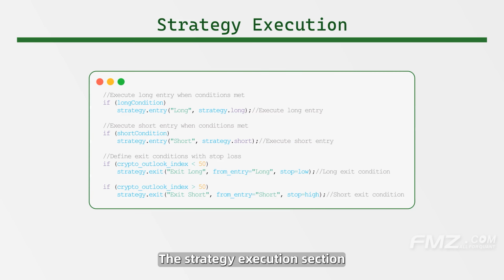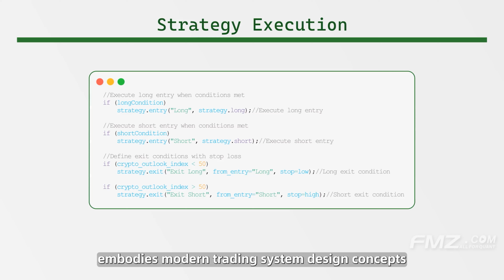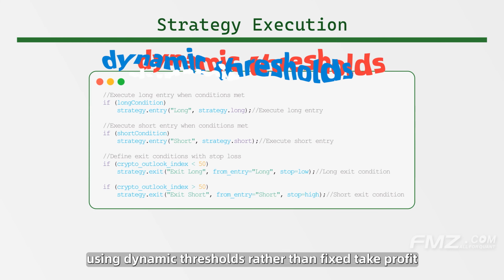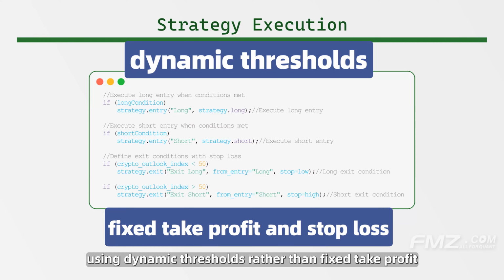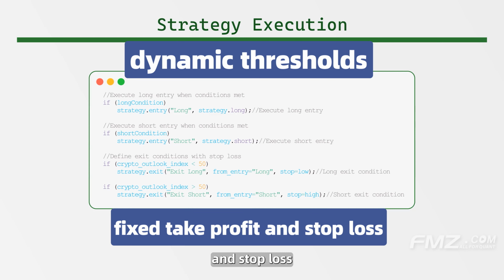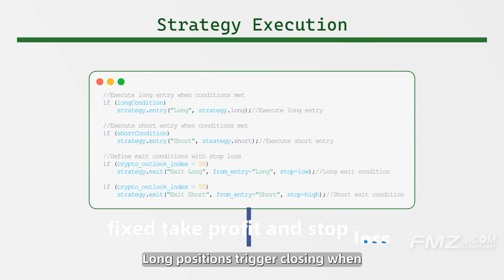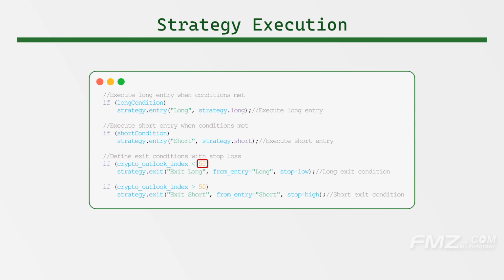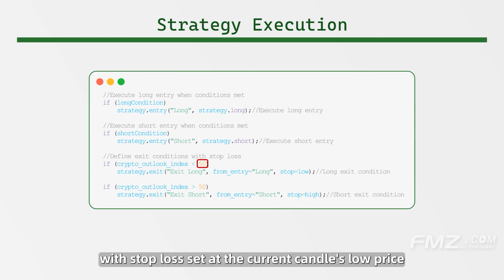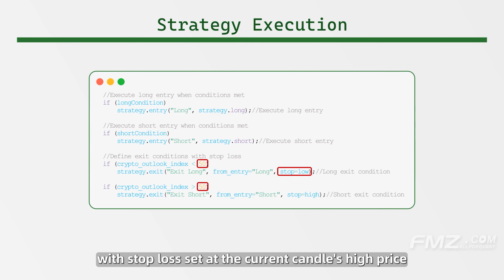The strategy execution section embodies modern trading system design concepts. The opening logic uses conditional triggering mechanisms. The closing mechanism design is more sophisticated, using dynamic thresholds rather than fixed take profit and stop loss. Long positions trigger closing when the outlook index falls below 50, with stop loss set at the current candle's low price. Short positions close when the index rises above 50, with stop loss set at the current candle's high price.